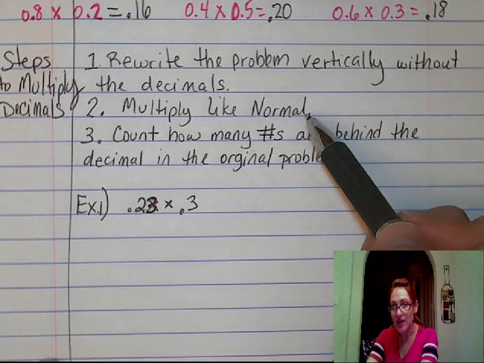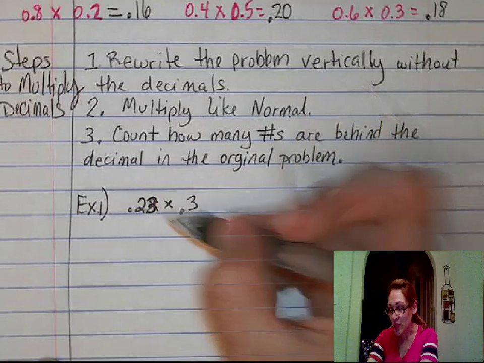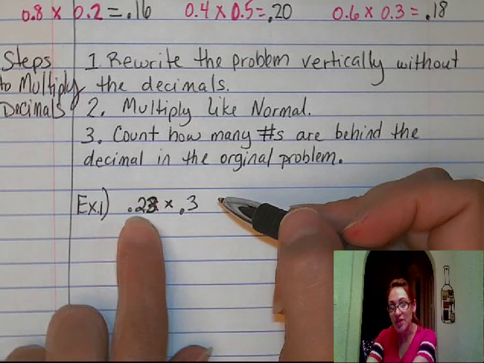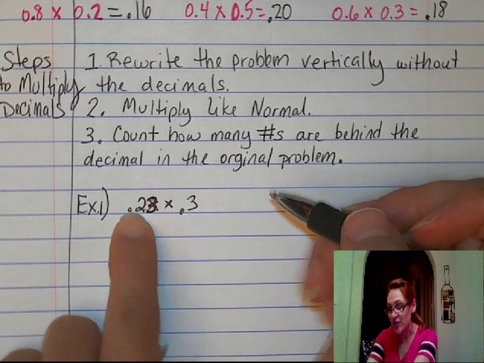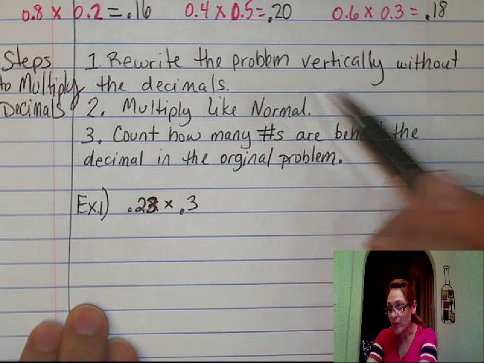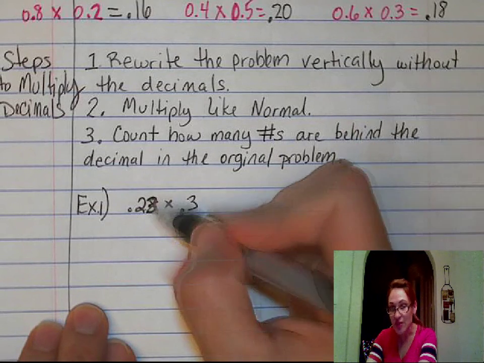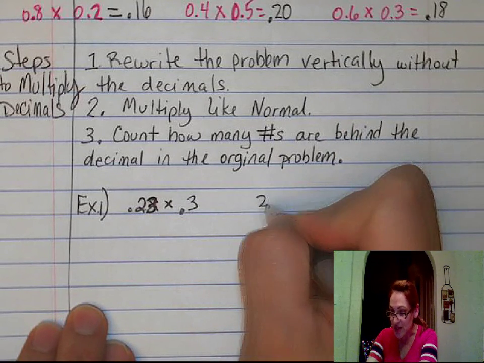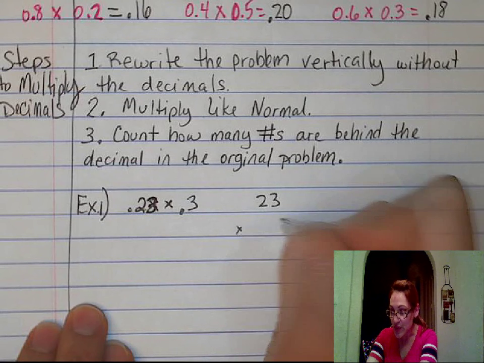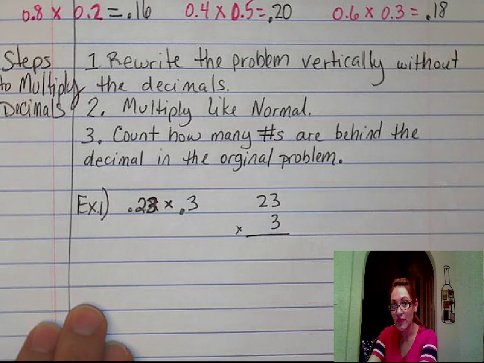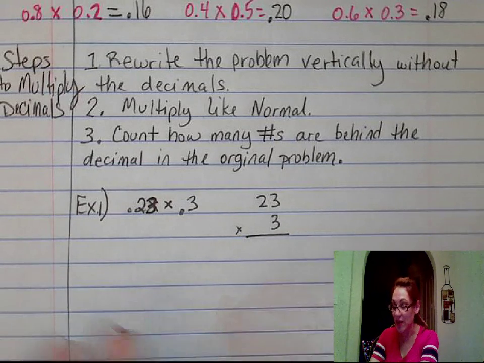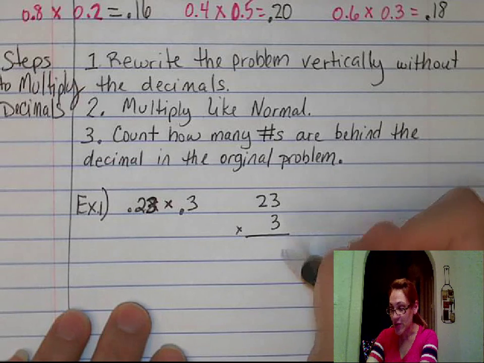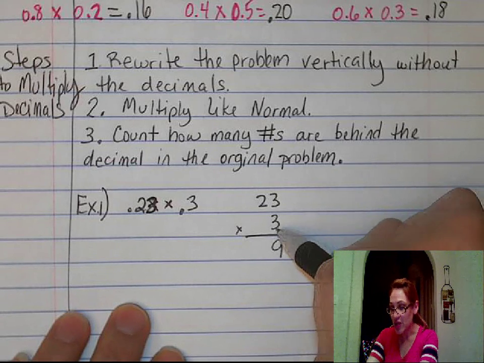So let's do that. We're going to rewrite it vertically, and since this one actually has more numbers in it, we're going to put this one first. We're just going to ignore the decimal, so we're going to rewrite it as 23 times 3. Is everybody good with that? Step 2 says you're going to multiply like normal. So 3 times 3 is 9, and then 3 times 2 is 6.